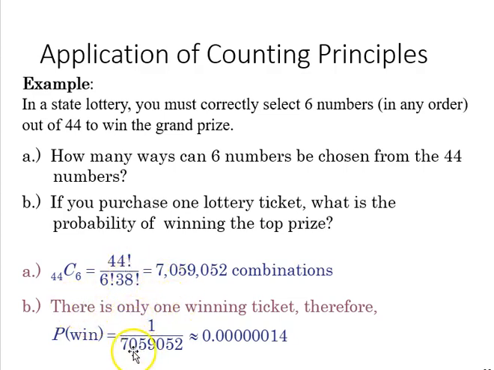1 over 7,059,052. There's a lot of zeros. Not a very good chance of winning the lottery. We have 1, 2, 3, 4, 5, 6 zeros. Not a very good chance that you're going to be winning the lottery because there are 7,059,052 combinations.